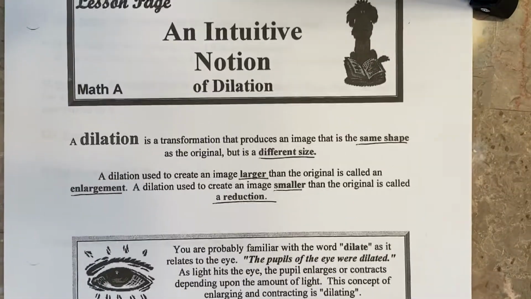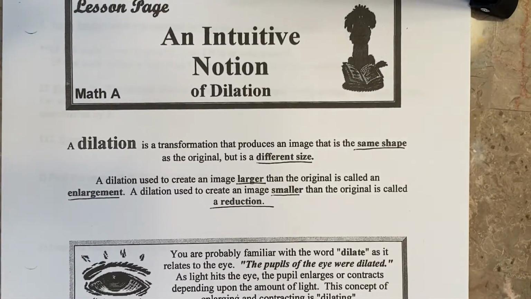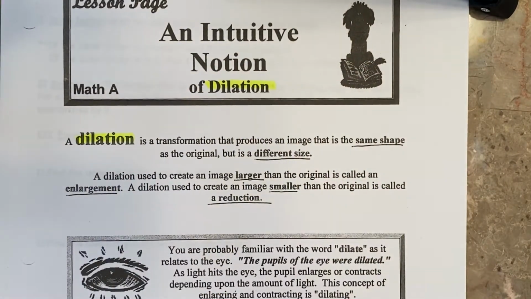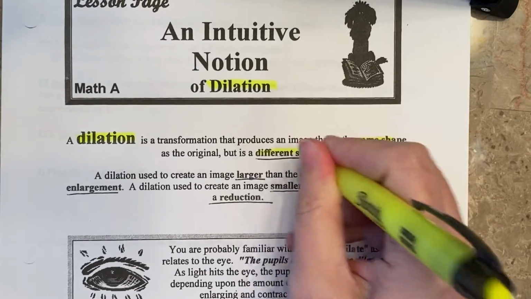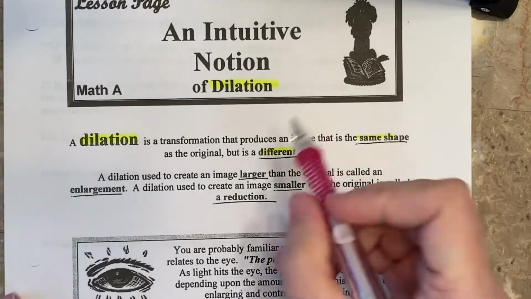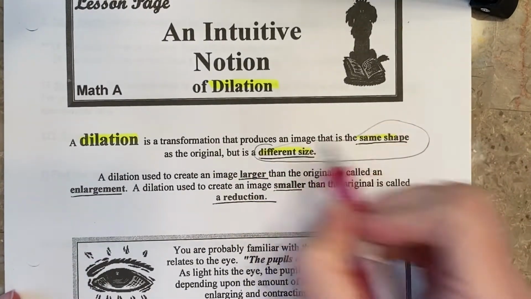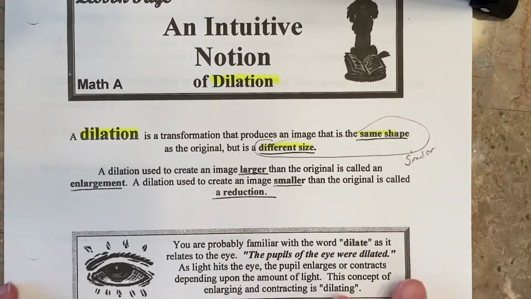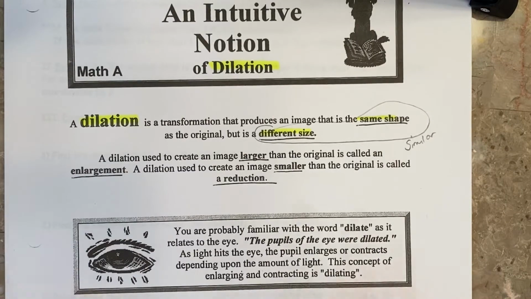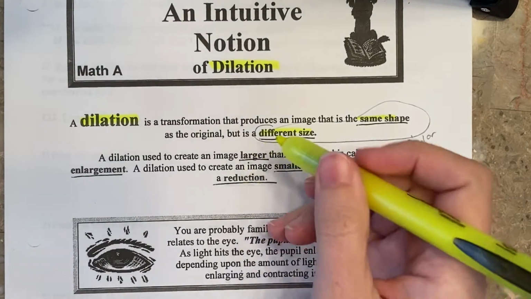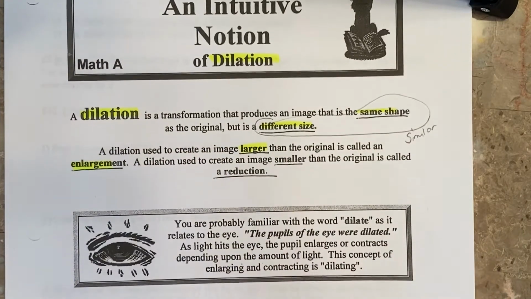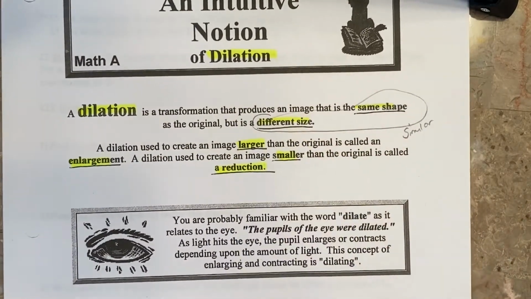All right, so now we're going to move on to dilations. This is the second one in the packet. A dilation is a transformation that produces an image the same shape but a different size. So this is the only one of the 4 that is actually a different size. And this vocabulary word is called similar. Same shape, different size is similar. Dilation is used to create an image larger. It's called an enlargement. Smaller is called a reduction.